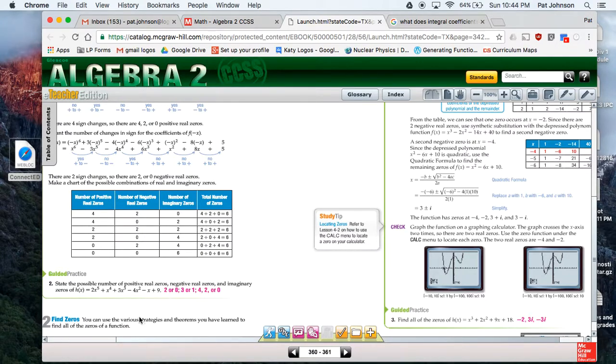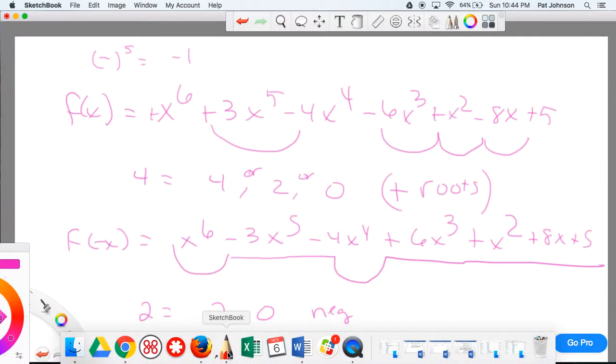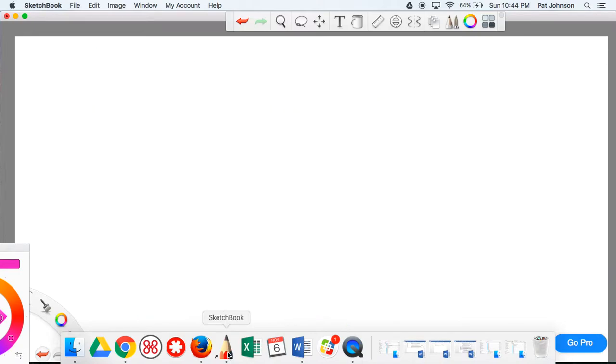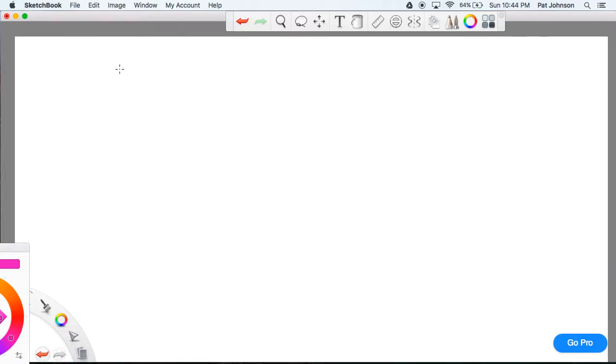Let's move on. Let's talk about finding the zeros. You can use the various strategies and theorems we've learned to find the zeros of the function. So what does that mean? So let's look at example number 3. It says find all the zeros of f of x equals x to the 4th minus 18x squared plus 12x plus 30. First, it has to be in degree order. The degree is 4.